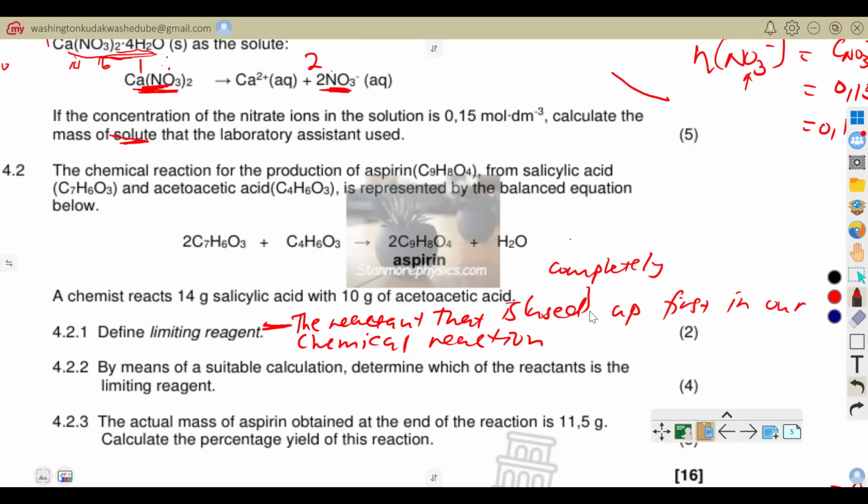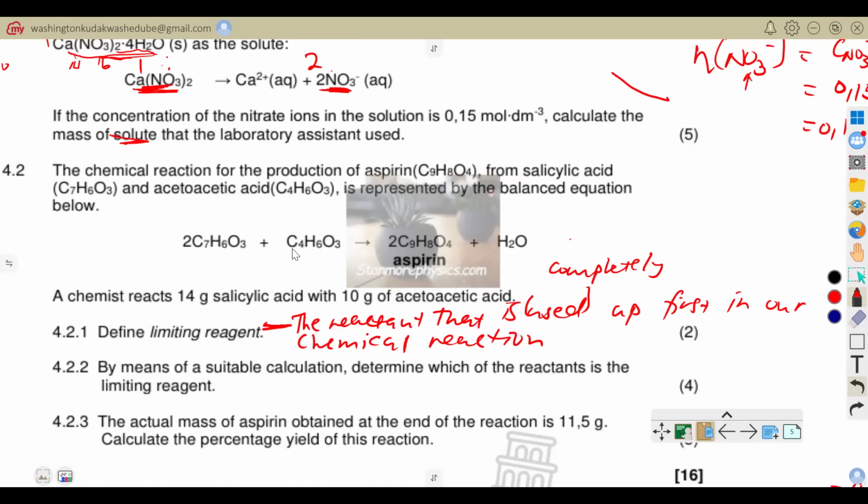Now let's go to the following, which says: by means of a suitable calculation, determine which of the reactants is the limiting reagent. So from this information, we need to determine if salicylic acid or acetic acid is the limiting reactant. So how do we do that?